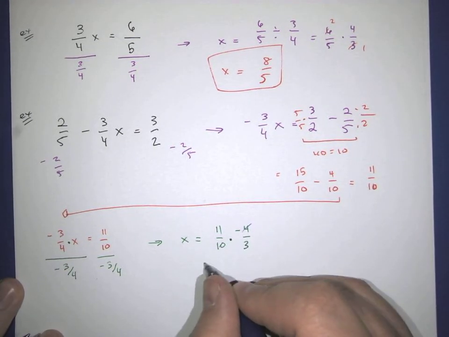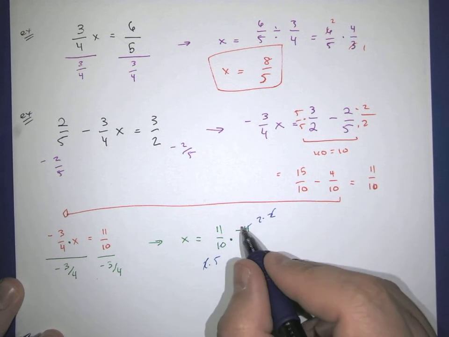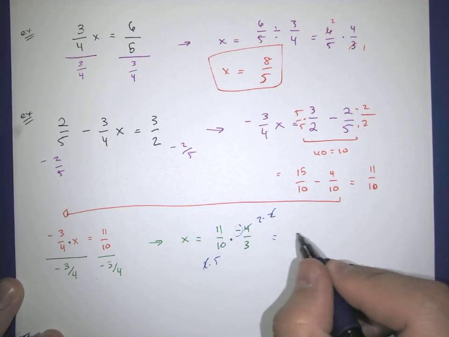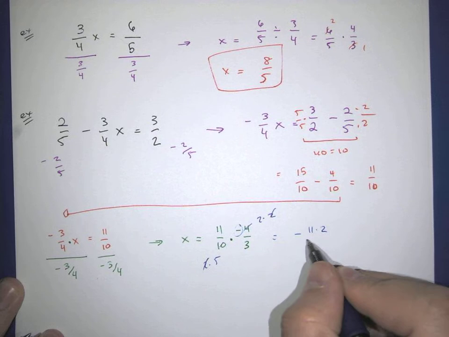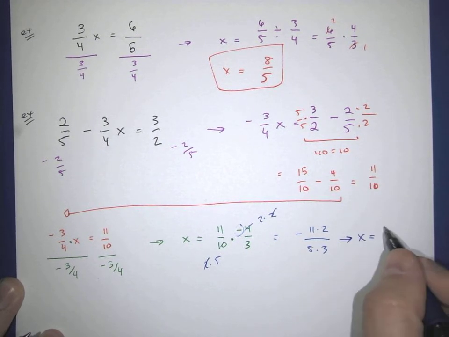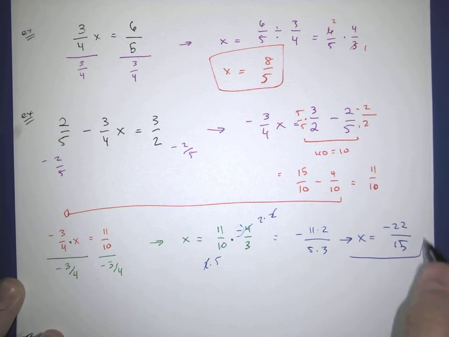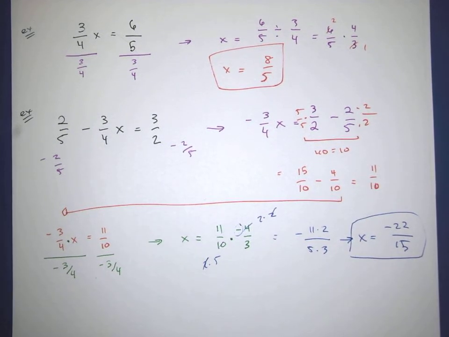A little bit of cancellation here. 10 would be 2 and 5. 4 would be 2 and 2. 2 cancels 2. Keep your negative. Don't lose this. This would be negative 11 times 2 over 5 times 3. So this looks like x is going to be negative 22 over 15. That's a pretty random number. That's about as random a number as we're going to see for the most part.